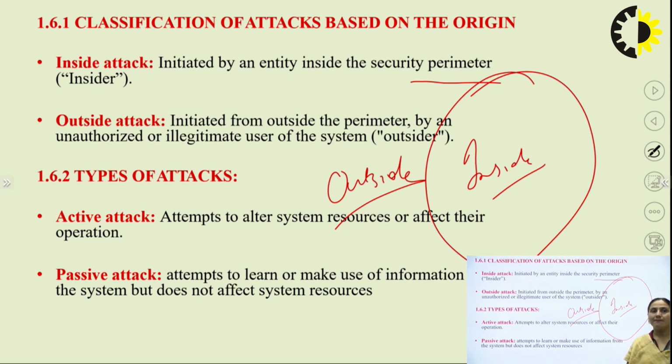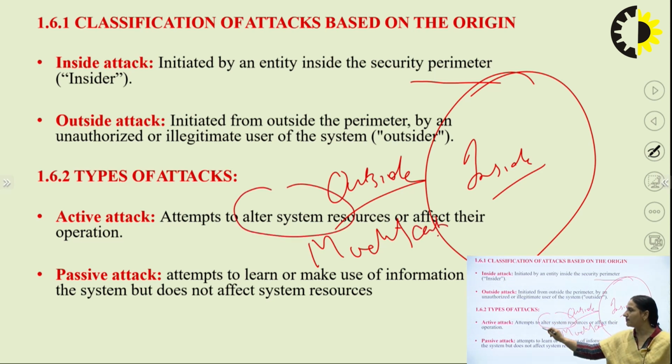Now, active attacks are attempts to alter the system resources or affect their operations. As I told you, sometimes the attacker or the hacker is interested only in fetching the data, and sometimes they are not only interested in fetching the data, but in making some modification in the data. That is what is called alteration of the system. This is what is called the active attack. That means not only getting or fetching the data, but also making some alteration or modification in the data, which is called an active attack.